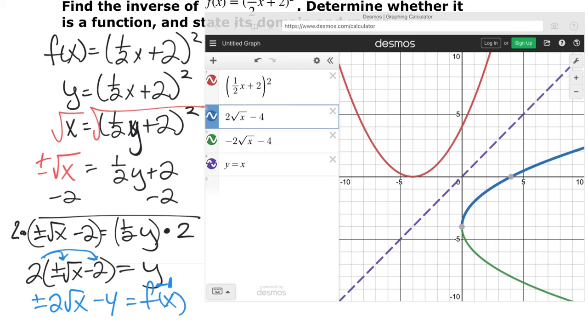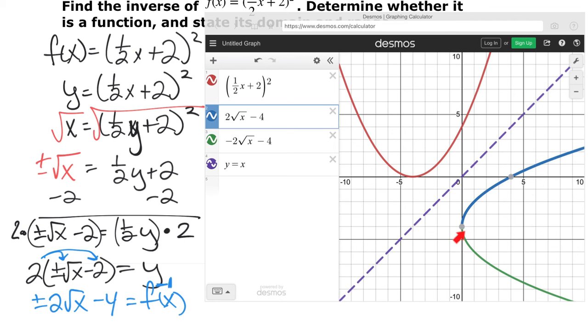The question was asking us, is the inverse, which is right here, is that a function? No, it is not, because you'll see that it's turned on its side. It has two outputs for each input, and a function can only have one output for each input. So the inverse here is not a function.